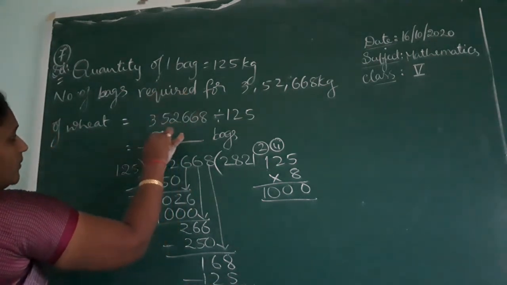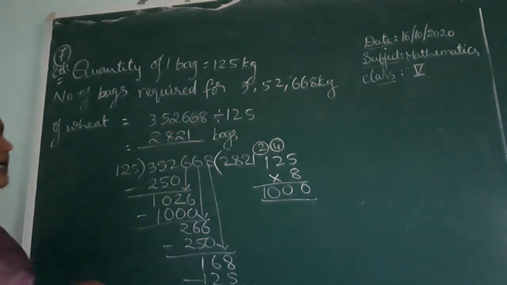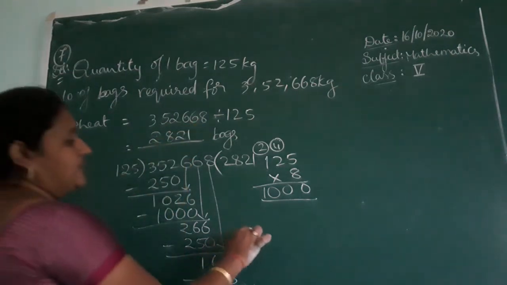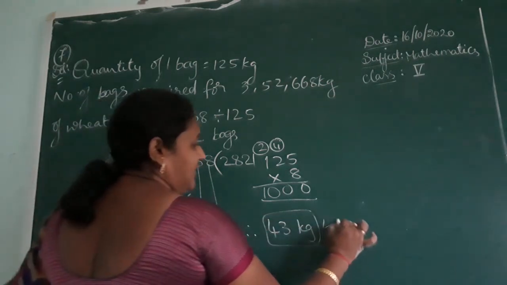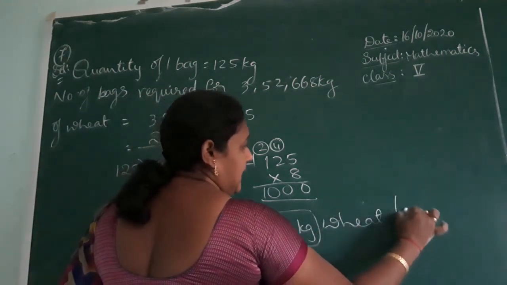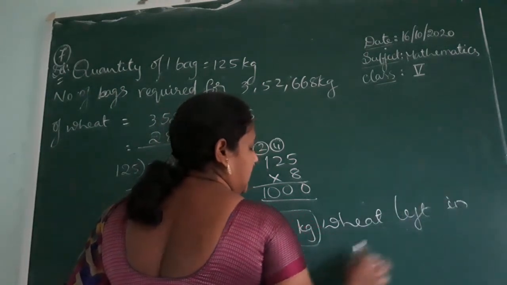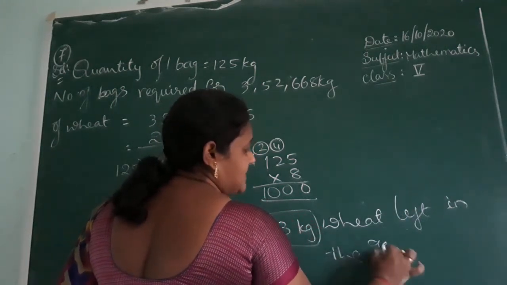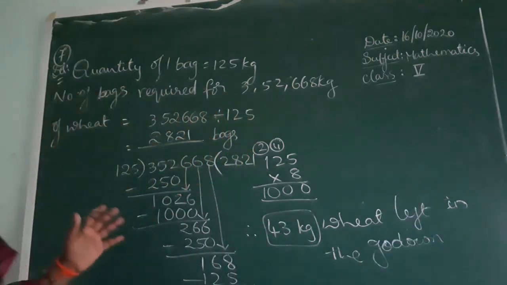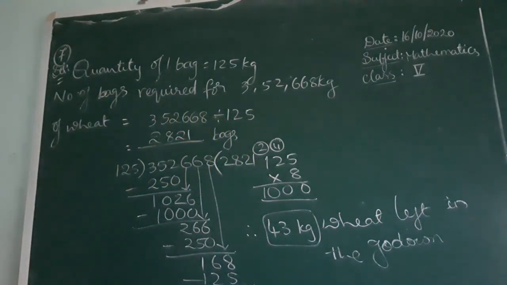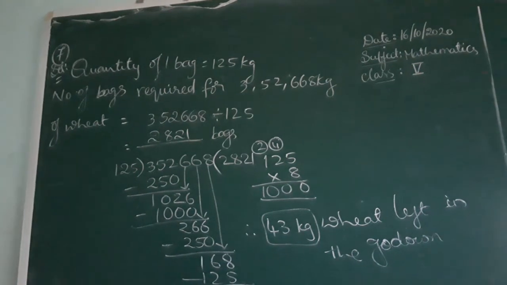How many bags were required? 2821 bags were required. How much wheat was left in the godown? 43 kg wheat was left in the godown. Remaining all were packed.